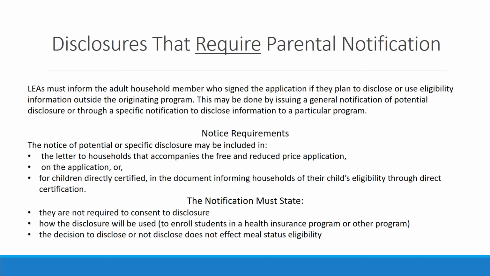Notice requirements. The notice of potential or specific disclosure may be included in the letter to the households that accompanies the free and reduced price application, on the application, or for children directly certified, in the document informing households of their child's eligibility through direct certification. The notification must state they are not required to consent to disclosure, how the disclosure will be used, for instance, to enroll students in a health insurance program or other program. The decision to disclose or not disclose does not affect meal status eligibility.